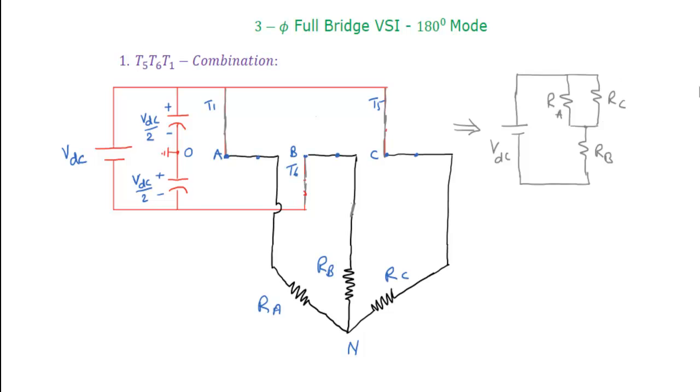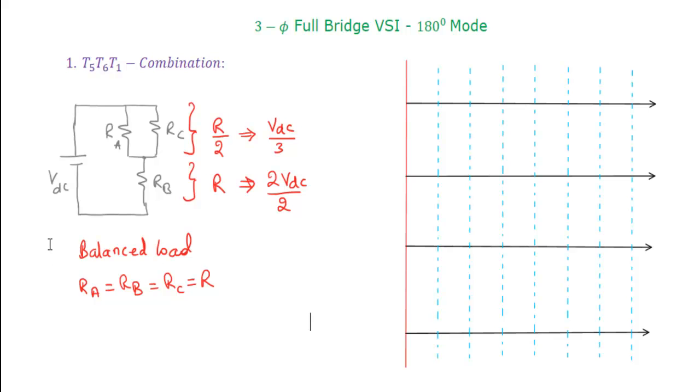Now the same thing I showed in the previous slide, we are taking that equivalent circuit. Now we are calculating what the voltage across each phase will be. Look here, this is a balanced load. In a 3-phase system, a balanced load means the per phase resistance will be the same. That means RA, RB, RC equal R. If you consider R and R in parallel, then you will get R by 2. So this combination is equivalent to R by 2 and this is R.